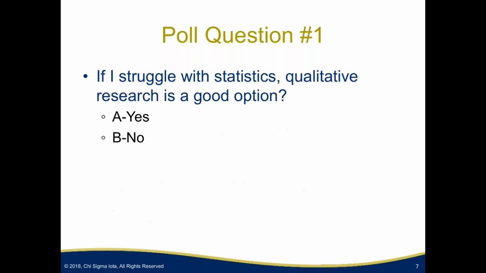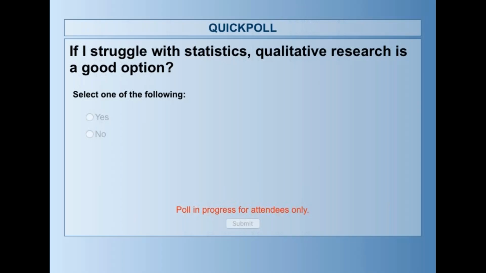So we're going to start with a poll question. You're going to have a little bit of time to respond to this. And so, if I struggle with statistics, qualitative research is a good option. Need to select one of those, yes or no. I'm going to give you a little bit of time to respond to that, and then we're going to see some of the results.